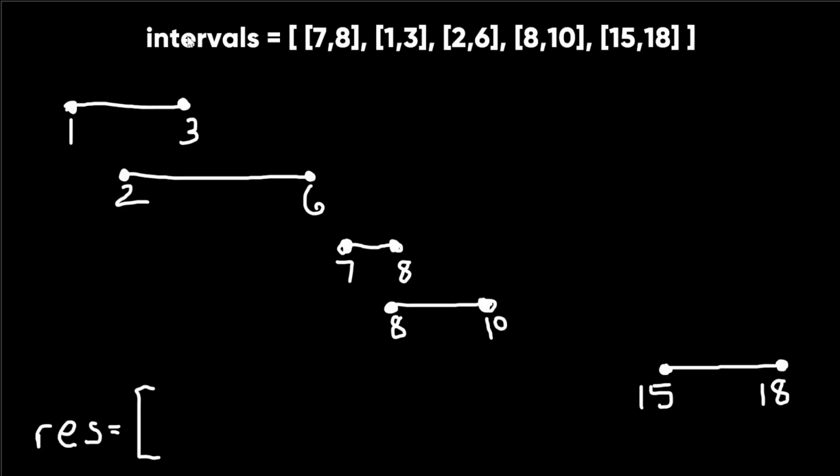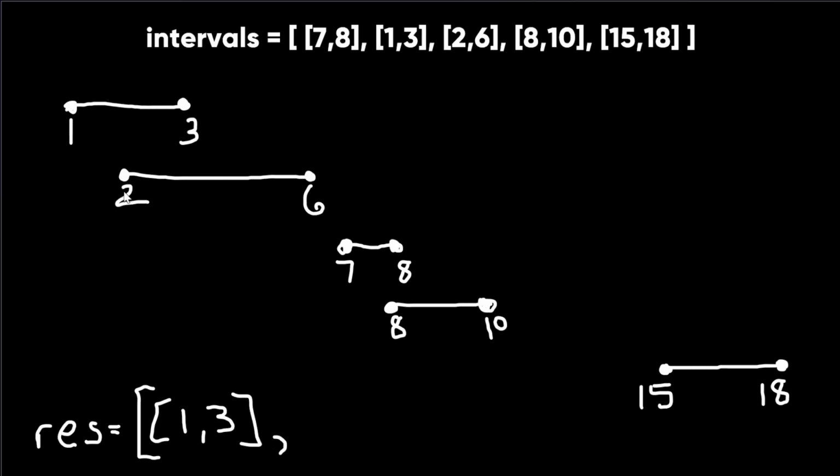So here I have all of the intervals drawn out, and it's sorted in ascending order right here. So we have 1, 2, 7, 8, and 15, and I drew it like that so it'd be easier to see where we're doing the merges. So we have 1 and 3, and that's our very first interval. Since there are no overlaps, since it's the first interval, we just want to add that to our results.